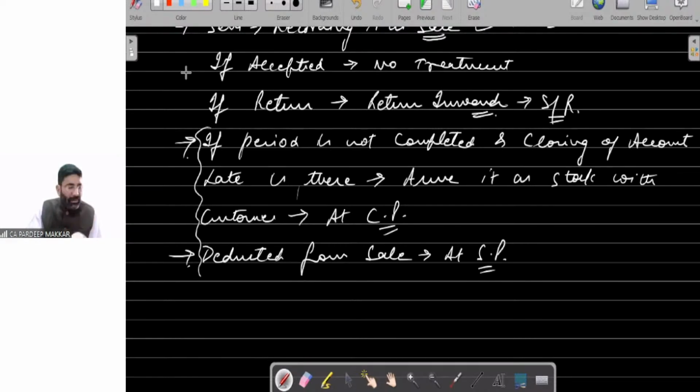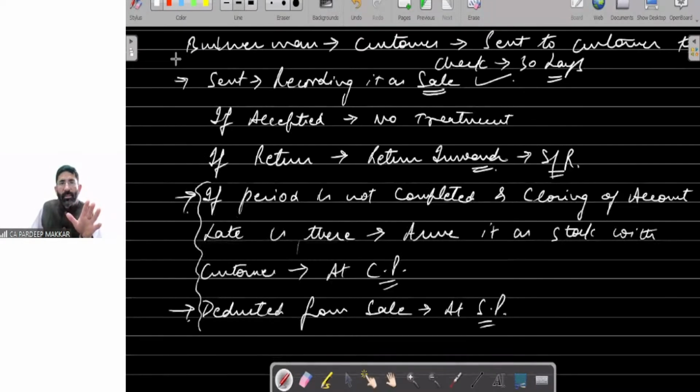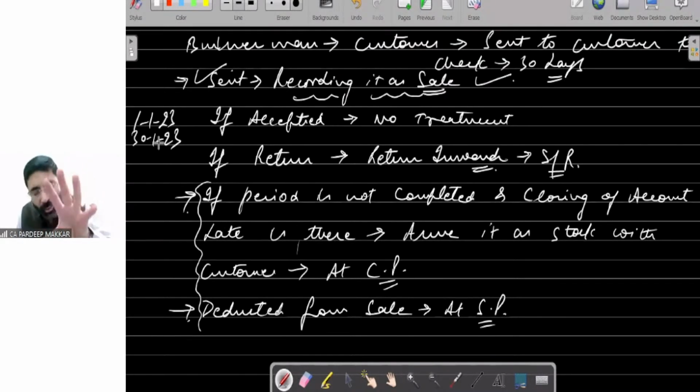Actually what happens, let's understand this, that first of all we have sent the goods and assumed it as sale. Now if it is sent and assumed as sale, then there's no problem. Normally this is the treatment made by them, that we have sent the goods on approval basis to the customer and recorded it as a sale. If it is already recorded as sale, then assume I have sent it on 1st of January 23. Now 30 days will expire on 30th of January 23. Whether he confirms to us that he has accepted the goods or he doesn't confirm, there's no problem. We'll assume that the goods are sold.